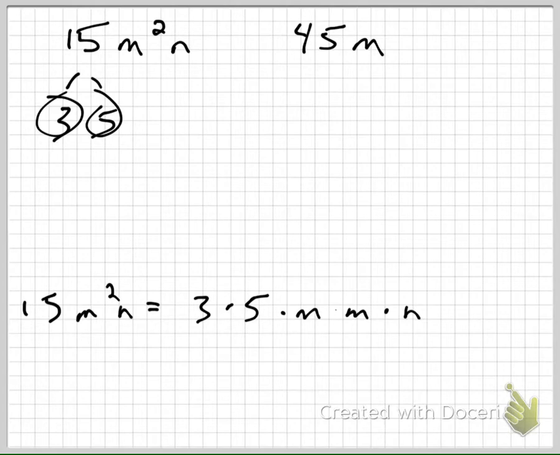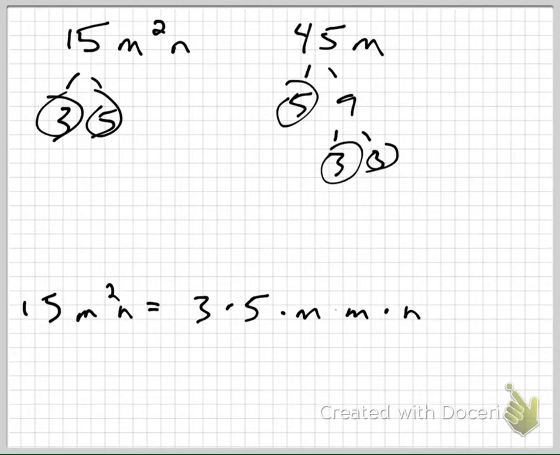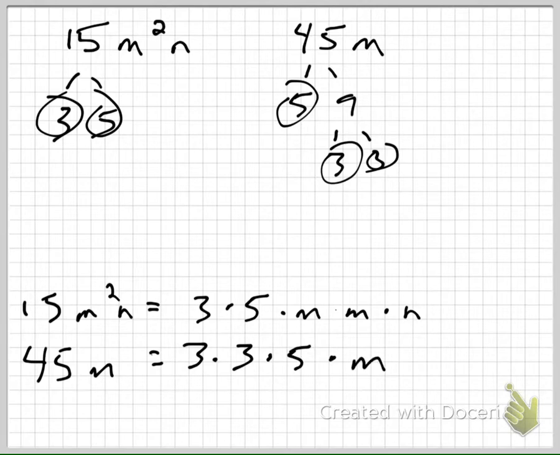Next one. Prime factorization of 45m is 5 and 9. Are they both prime? No. 3 and 3. Now they're prime. So then the prime factorization of 45m is 3 times 3 times 5 times m. Right? Yep. Right on top of each other.